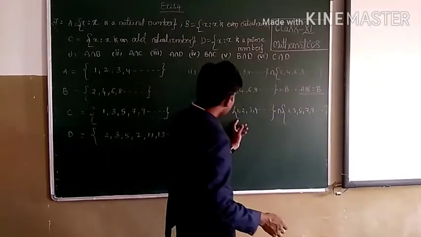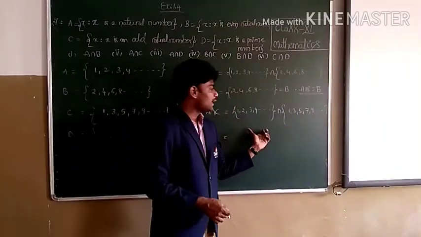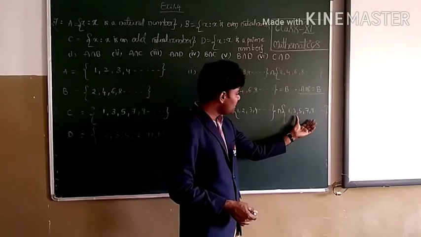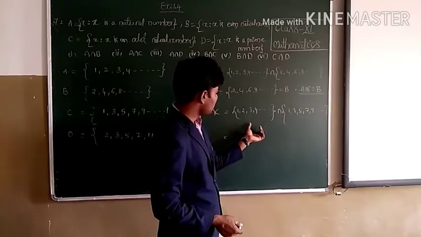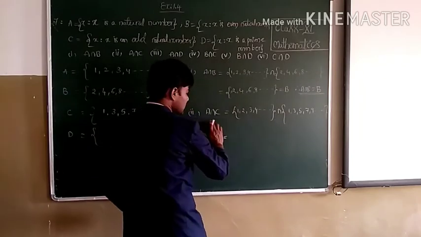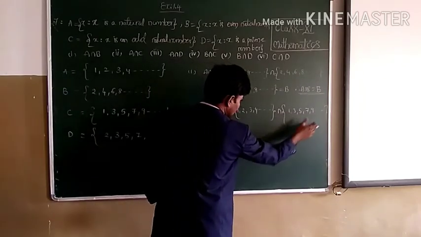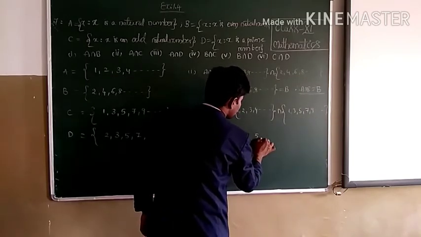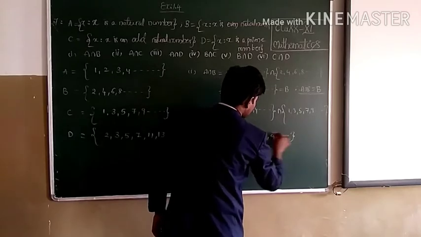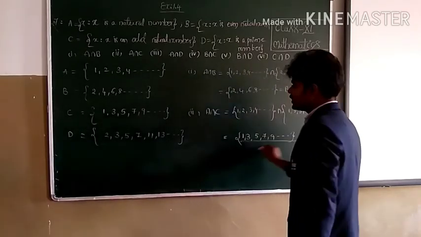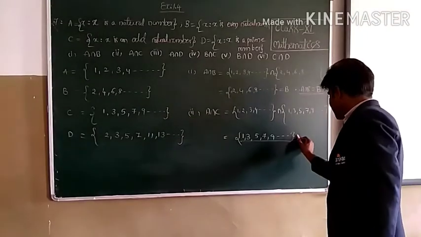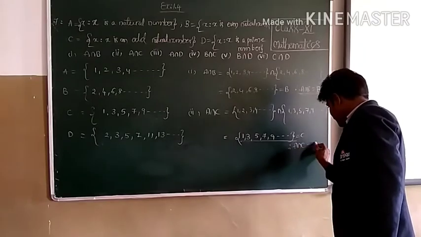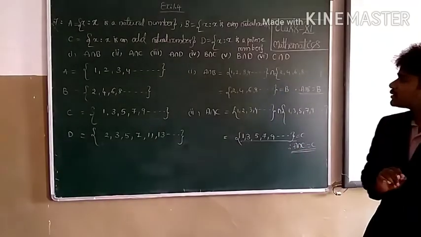Here A is the total natural number set, and C is only the odd natural numbers. All these odd natural numbers are available in the natural number set. So the common elements in these two sets are these elements only. This set represents the common part 1, 3, 5, 7, 9 and so on, and again this set represents set C only. So that's why it is equal to C. We can conclude that A intersection C is equal to C.